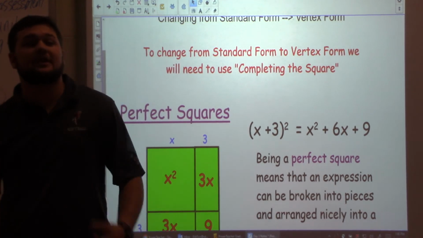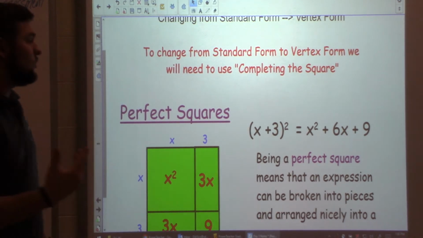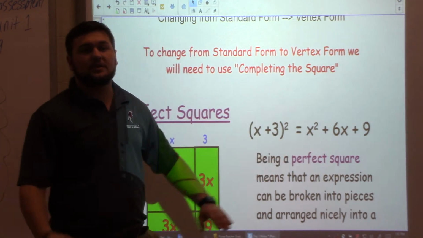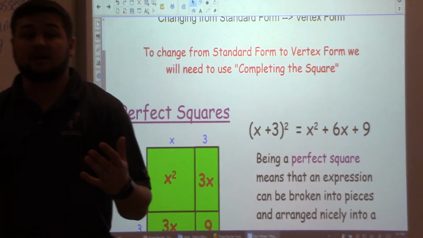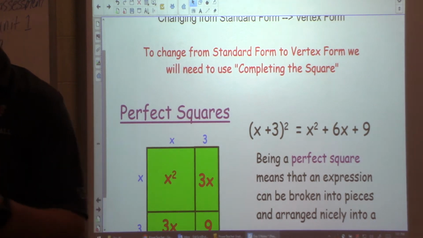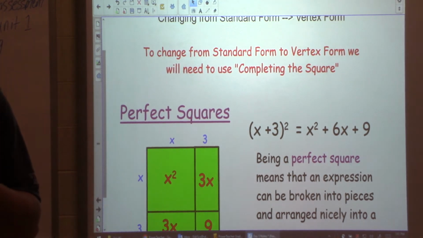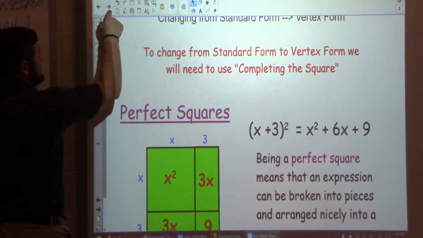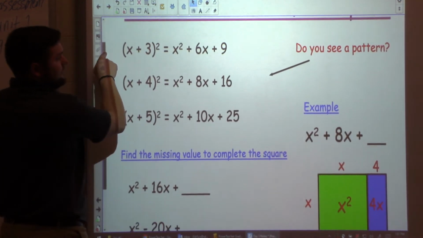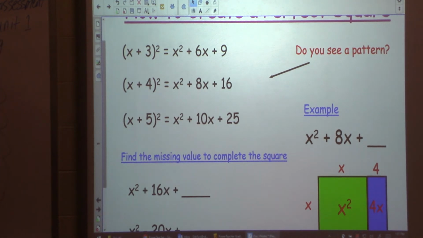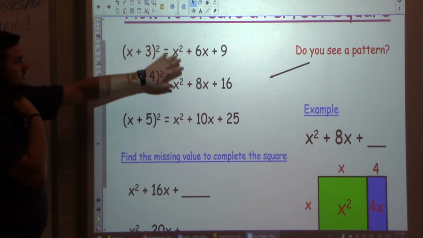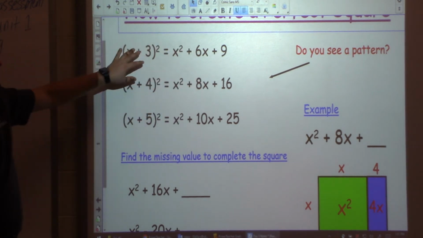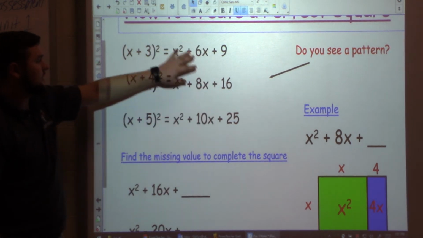Completing the square means we're starting in standard form, and we want to make it look something like x plus 3 squared, because that's part of vertex form. We're not always given nice numbers, so we're going to figure out how to make it a nice number so it factors nicely. Let's look at these three here. Is there any pattern you can see between them, the equations on the right, and what they equal?